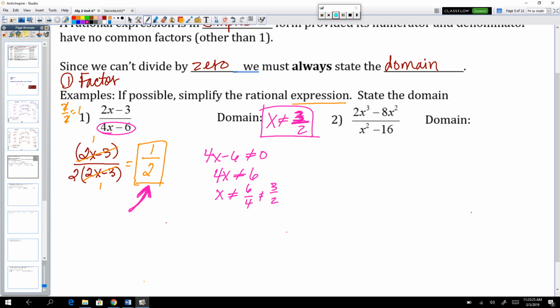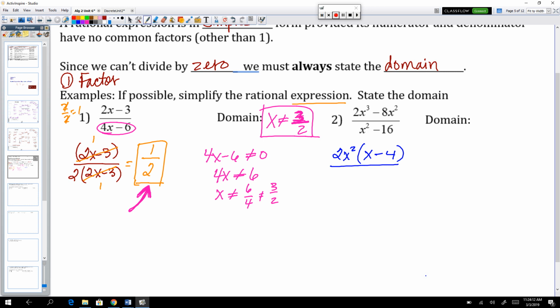Let's take a look at number 2. Remember, our first step is to look at factors. So on the top, I do see common factors. I see 2x squared, and I'll leave behind x minus 4.